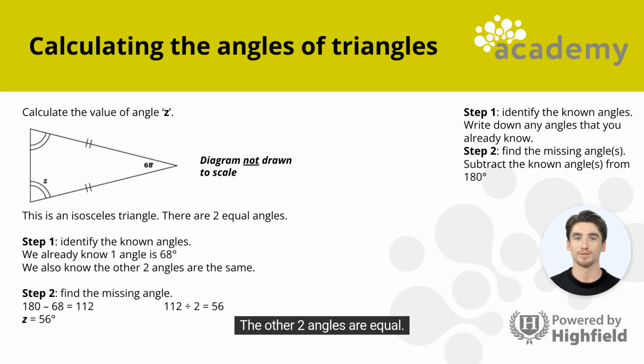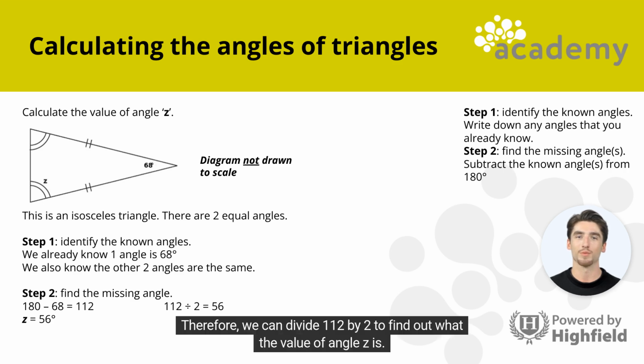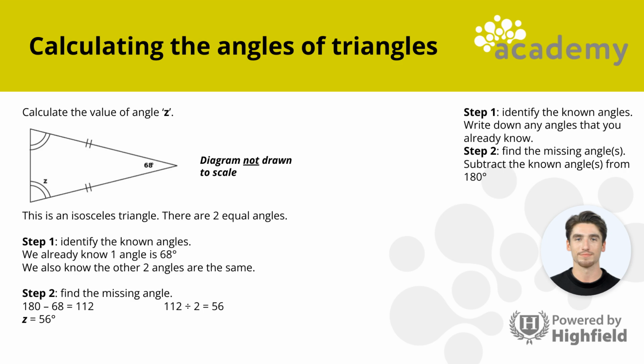The other 2 angles are equal. Therefore, we can divide 112 by 2 to find out what the value of angle Z is. 112 divided by 2 equals 56. Angle Z equals 56 degrees.